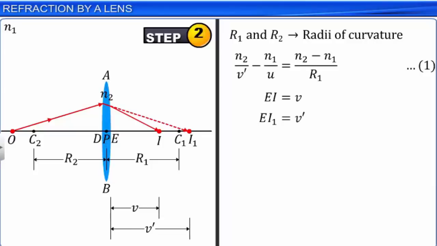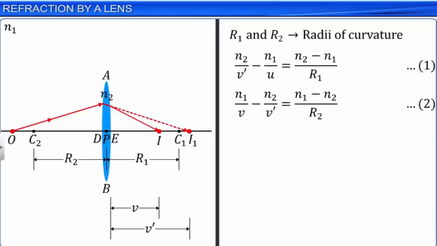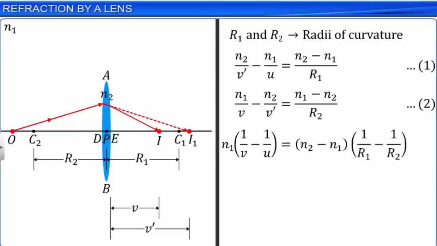This can be written as 1 by V minus 1 by U is equal to N2 by N1 minus 1 into 1 by R1 minus 1 by R2. Since N21 is the refractive index of the second medium with respect to the first medium and is equal to N2 by N1, we can write 1 by V minus 1 by U is equal to N21 minus 1 into 1 by R1 minus 1 by R2. Let this be equation 3.